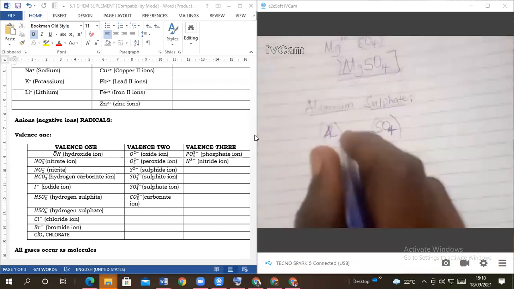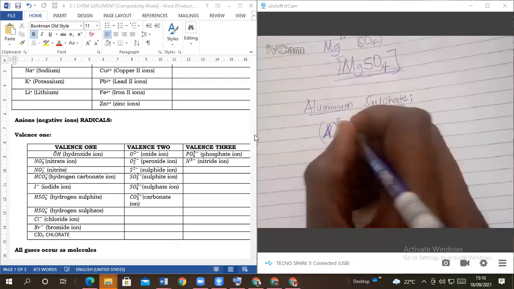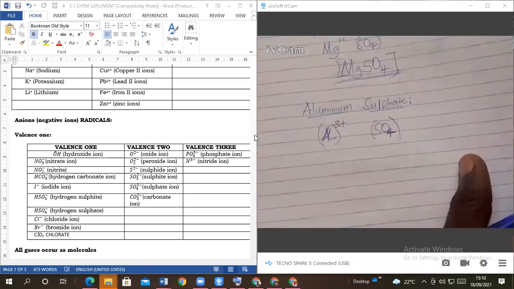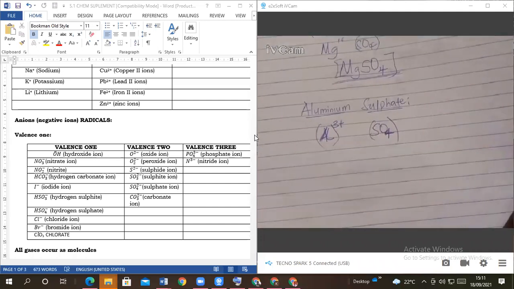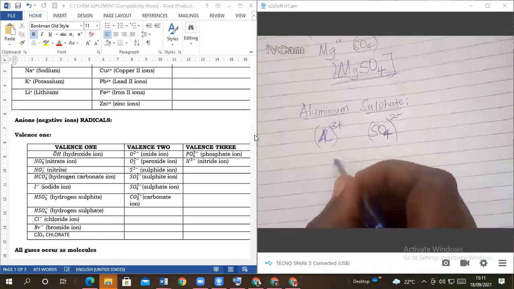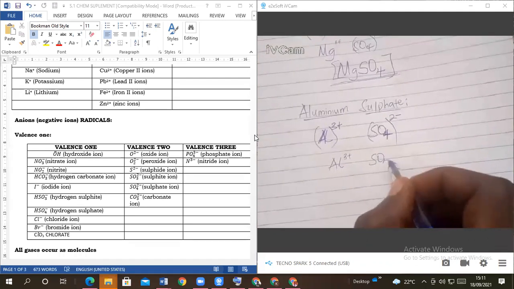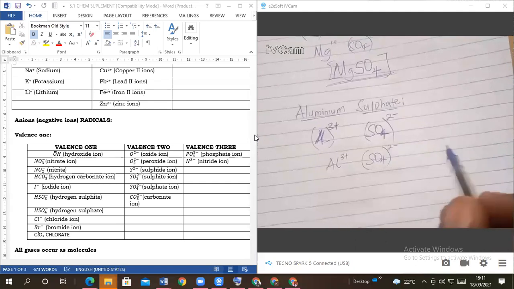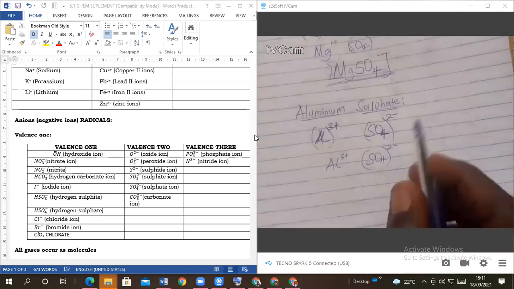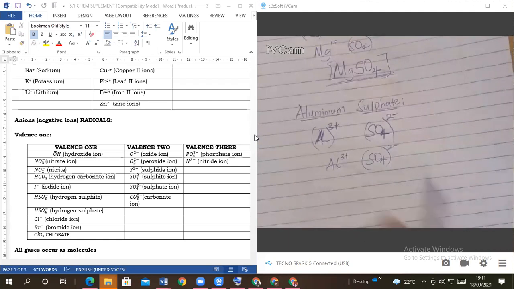What is the power of aluminium? The valence of aluminium is what? 3. It is 3 plus. What is the valence of a sulfate? 2 minus. Thank you. Now, if you are writing the compound, what happens next? After writing this, what happens next? Exchange powers.